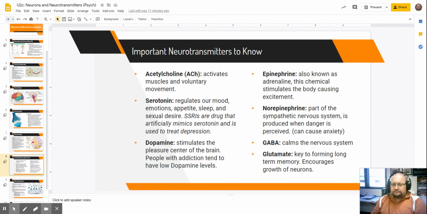And then finally, there's glutamate. This is a type of neurotransmitter that is key to long term memory. What stimulates the growth of new long term memory is eating right, getting exercise, and getting enough sleep.